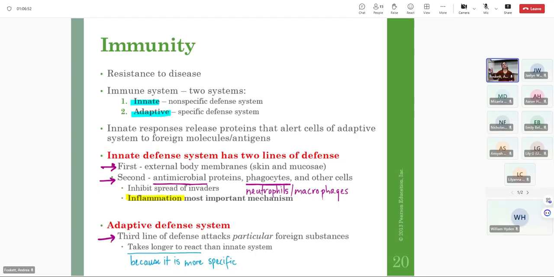So your innate response is non-specific, which is great in the sense it's faster to respond. Anything that responds fast, though, is short-lived.